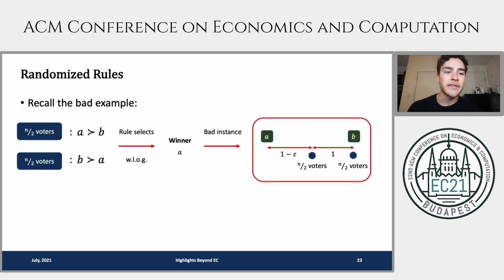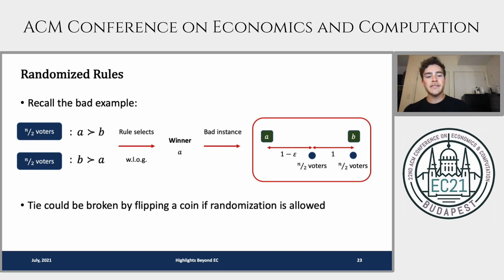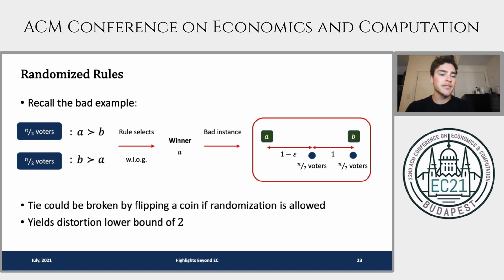Okay, so that was one way of getting around the lower bound. An alternative is randomization. Again, an issue with this setting is that A and B are completely symmetric, and the voting rule had to choose one. So what if the voting rule could have instead flipped a coin and picked each candidate, A and B, with probability half? That seems like the most natural thing to do. So this instead yields a distortion lower bound of exactly 2.